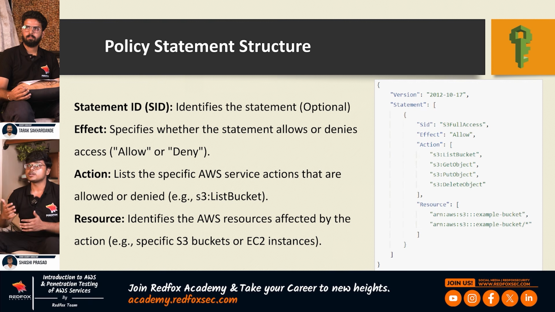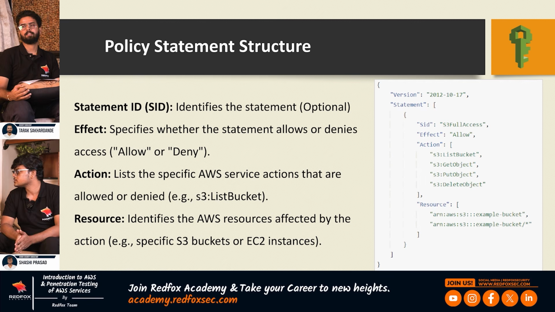This is very important to understand, because you are going to see this a lot in your engagements, and you have to read and understand it so that you know what is happening, because this is where misconfigurations can happen. Let's suppose that instead of this example bucket, I have put just a star. It means it will give access to all the S3 buckets, right? So that's why this is very important to know.